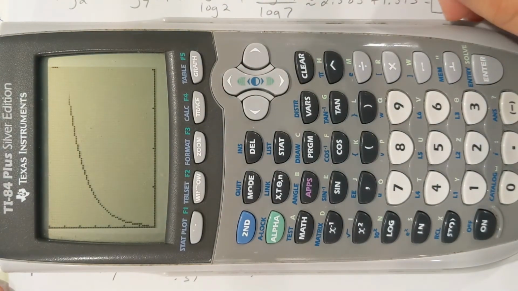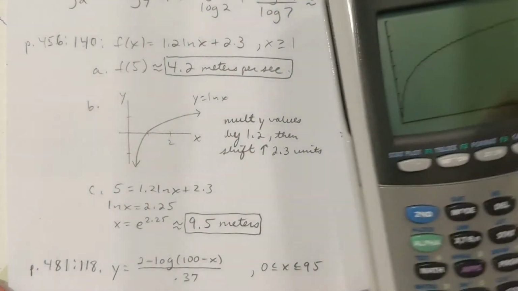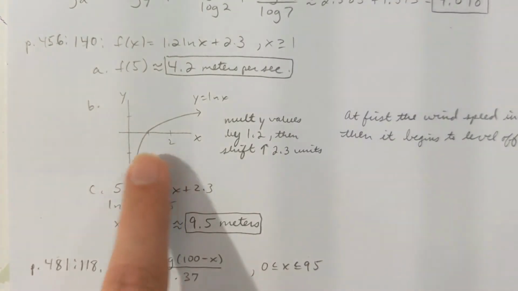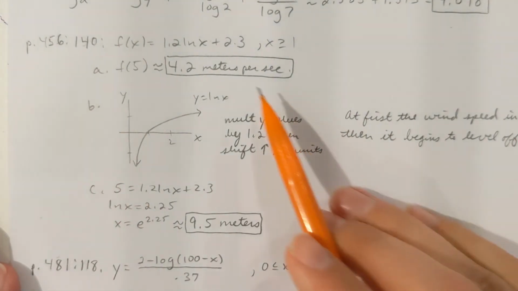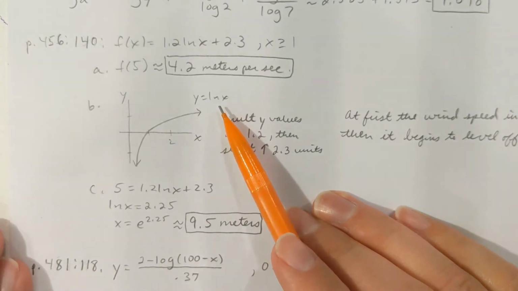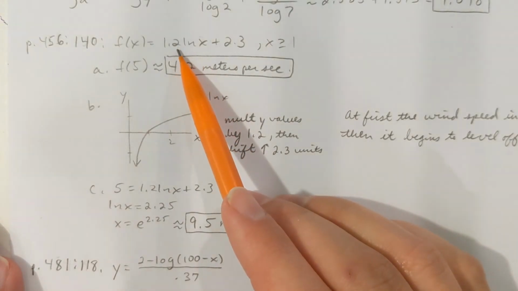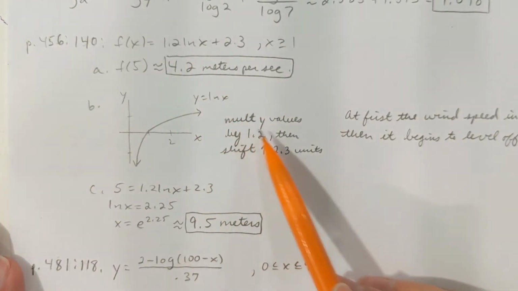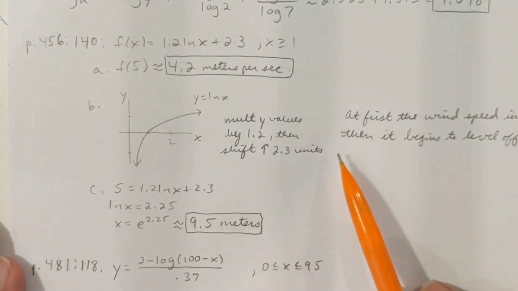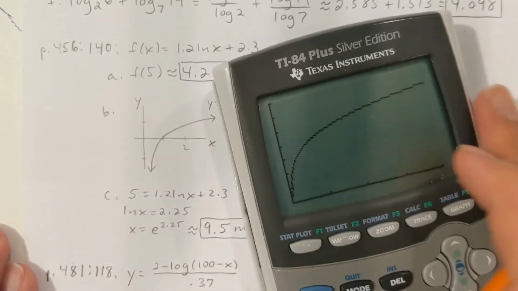If I hit graph, then here's what the curve looks like. Now, I've got a picture of that curve drawn by hand. Now, if I already know what the graph of y equals the ln of x looks like, and we've already looked at that graph, I can use transformations, right? I'm going to have a vertical stretch by a factor of 1.2, multiply the y values by 1.2, and then the plus 2.3 means that you'll shift up 2.3 units. Okay? And that's how I'm getting this graph here.